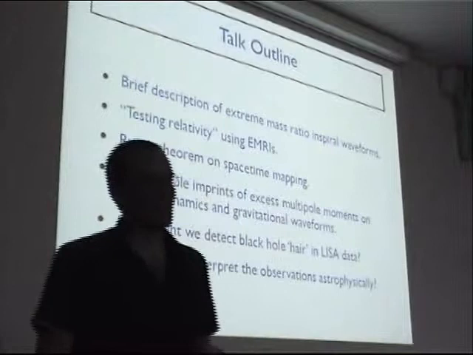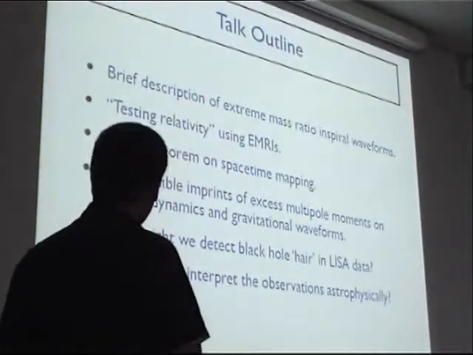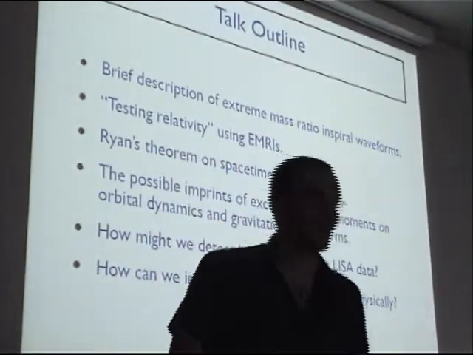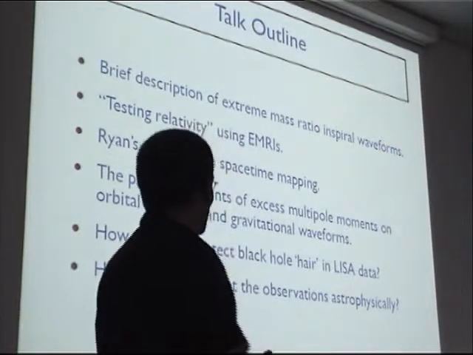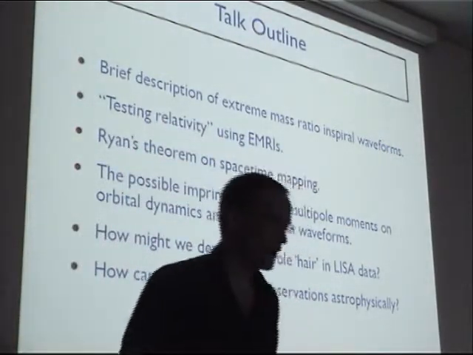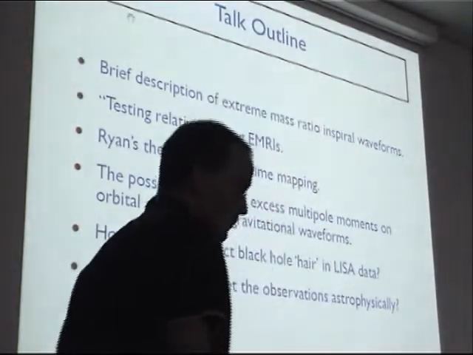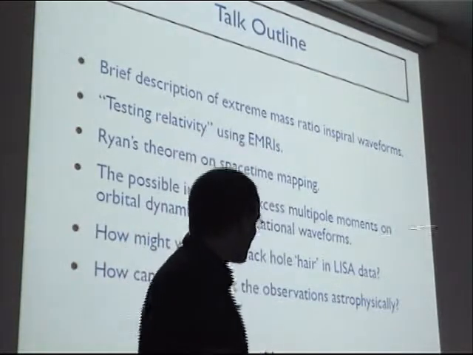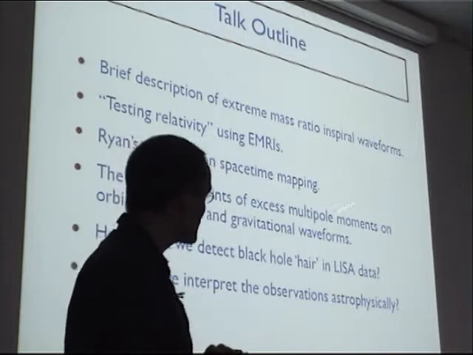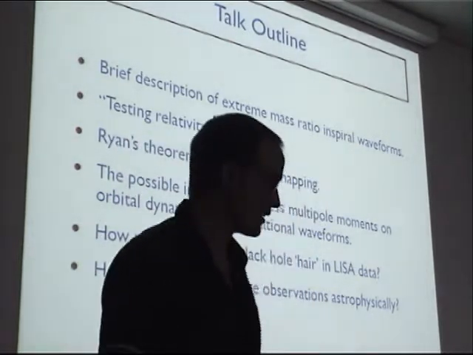I'm going to talk then about how we might test relativity, whatever testing means in this context, using extreme mass ratio inspiral observations. I'm going to talk about something we call Ryan's theorem. This was work done in 1995, which set the foundations for this whole program. And I'm going to talk about some more recent work on the possible imprints of excess multipole moments on the orbital dynamics and also the gravitational waveforms that we might see with LISA.